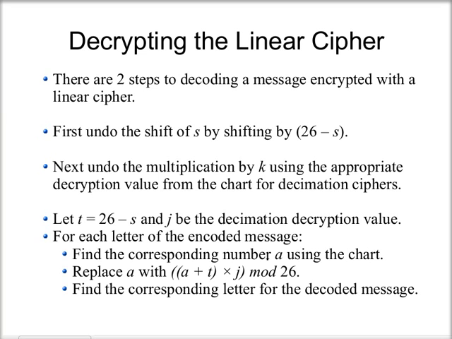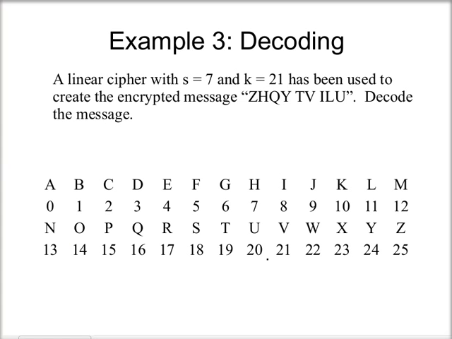So let's take a look at an example of decoding a message. A linear cipher with s equals 7 and k equals 21 has been used to create this encrypted message, and I want to decode the message. First, since s is equal to 7, then to decrypt the message, I'm going to use t is equal to 26 minus 7, which is 19. And since k is equal to 21, I'm going to look up the corresponding decryption value in my chart and find that I want to set j equal to 5.